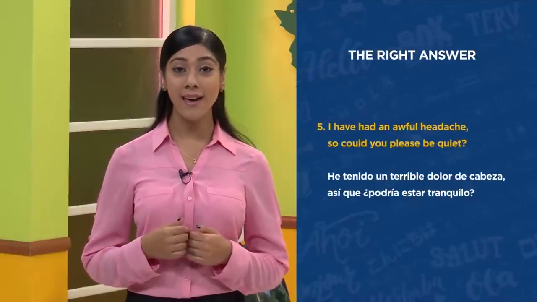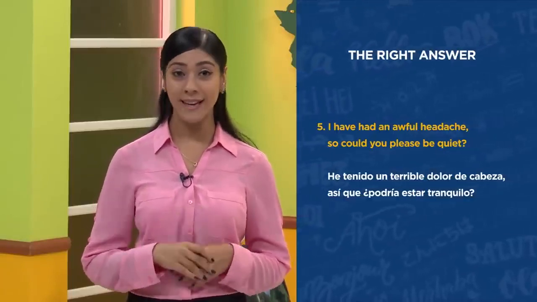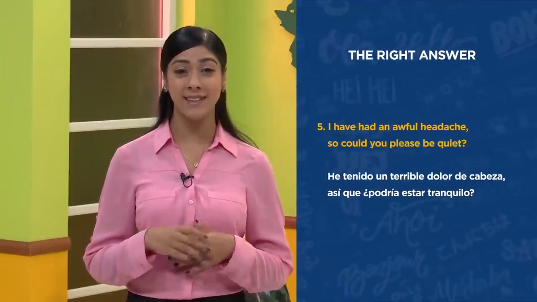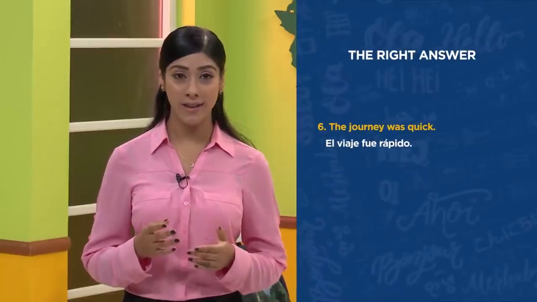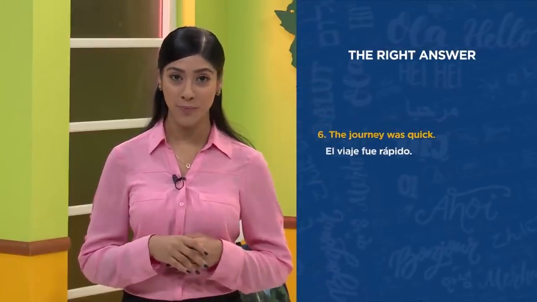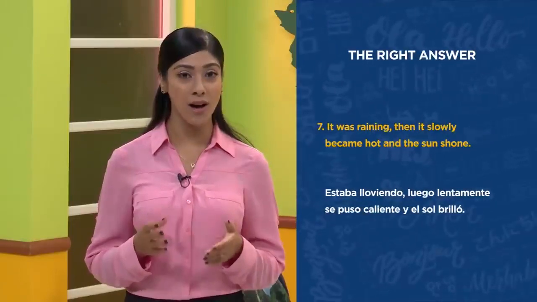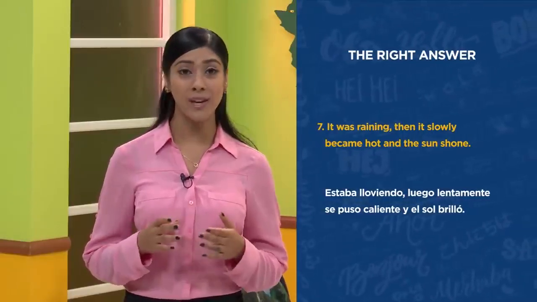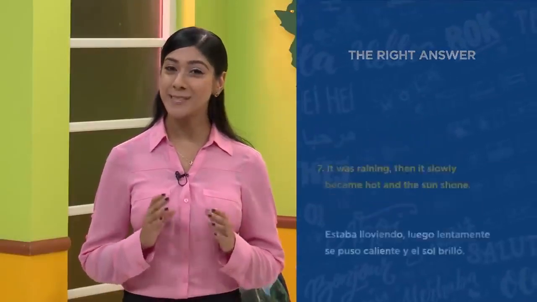5. I have had an awful headache, so could you please be quiet? He tenido un terrible dolor de cabeza, así que podría estar tranquilo. 6. The journey was quick. El viaje fue rápido. 7. It was raining. Then it slowly became hot and the sun shone. Estaba lloviendo. Luego lentamente se puso caliente y el sol brilló. Espero tus respuestas hayan coincidido con las nuestras.